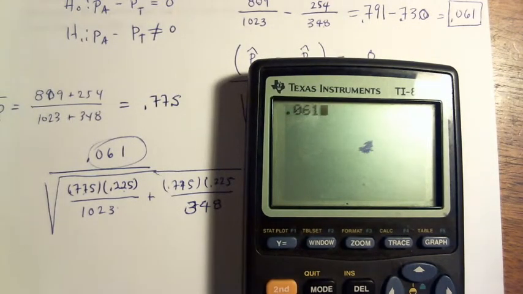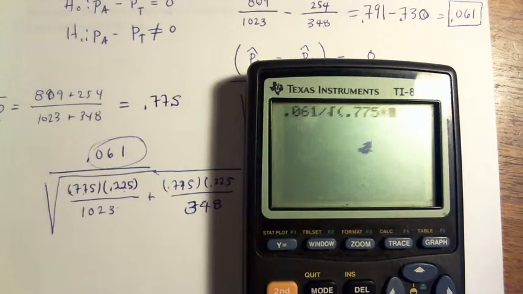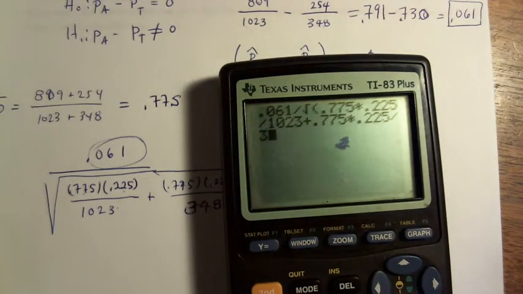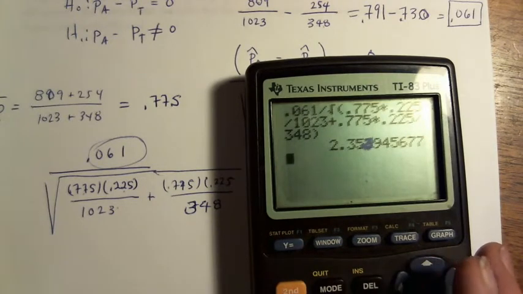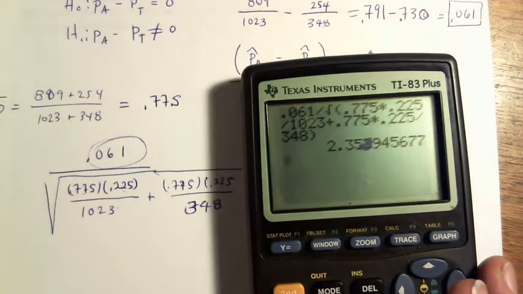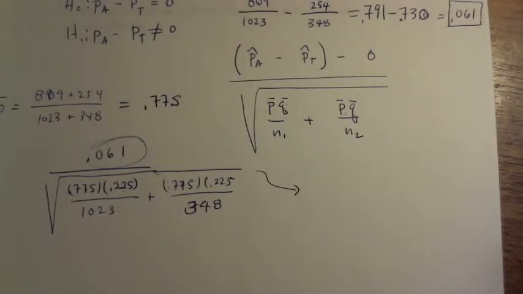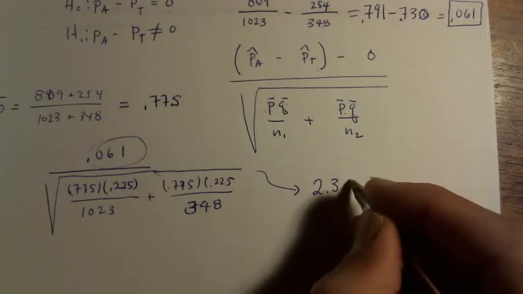0.061 divided by, and I'm going to start this big old square root, 0.775 times 0.225, all divided by 1023, plus 0.775 times 0.225 over 348. Close that, press enter, and we get a z-score of 2.35. I can't really see what that last digit is, my calculator's a little bit messed up, but I'm going to go with 2.35. So our z-score worked out to be 2.35.